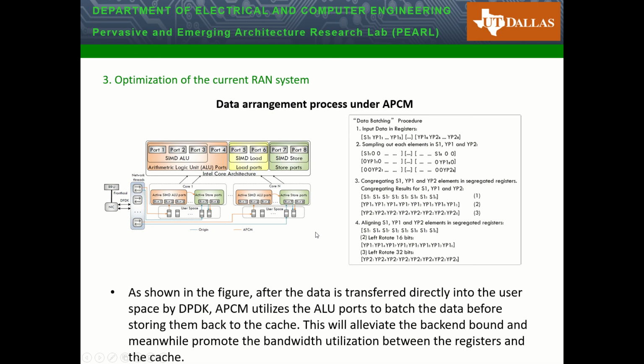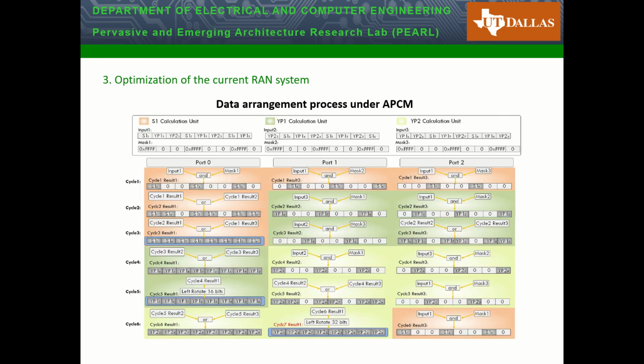As shown in the figure, after the data is transferred directly into the user space by DPDK, APCM utilizes the ALU ports to batch the data before storing them back to the cache. And this will alleviate the backend bound and meanwhile promote the bandwidth utilization between the registers and the cache. The figure illustrates the process inside the processor.